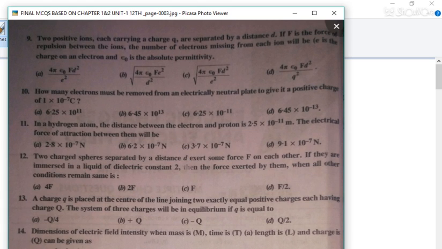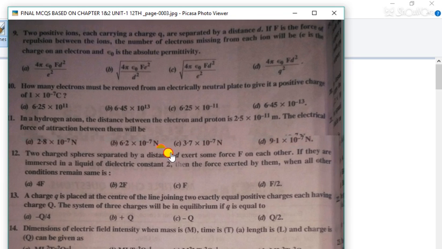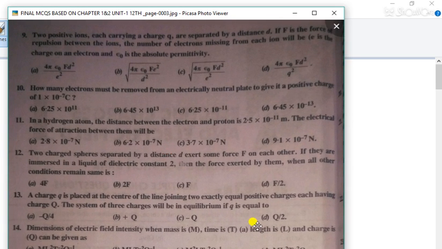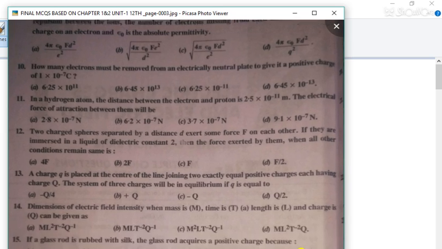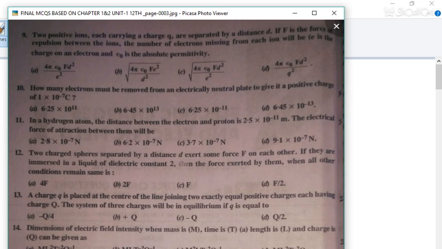Sorry, option number C. So this will be the answer for this question. Question number 10 it is. So answers are available. So question number 10 is option number A. So by finding the value you can check the answer. The answer will be option number A. Now moving to the next question.